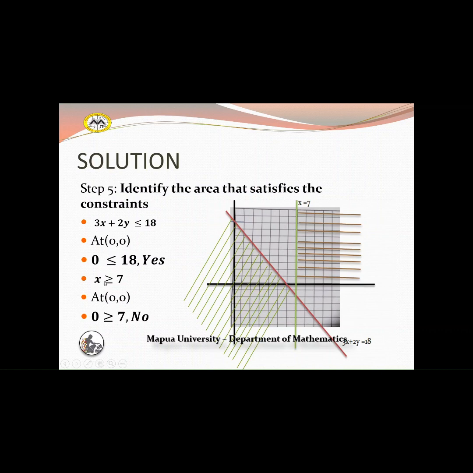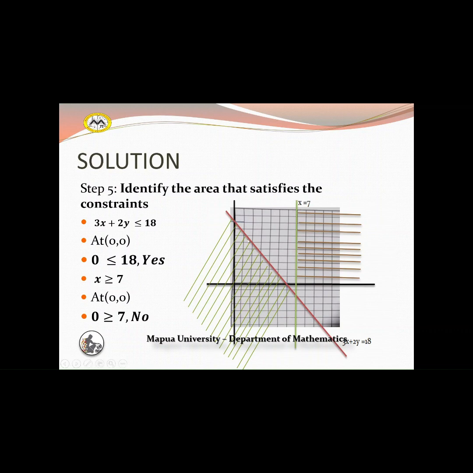For the next inequality, x is greater than or equal to 7, at point (0, 0), when x is 0, is 0 greater than or equal to 7? The answer is no. This time, we have to shade the half-plane region of the boundary line x equal to 7, excluding the point of origin (0, 0).